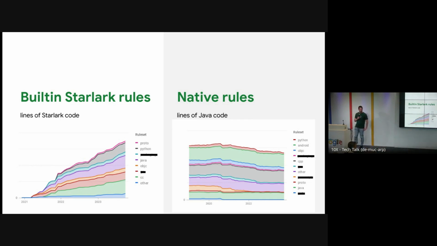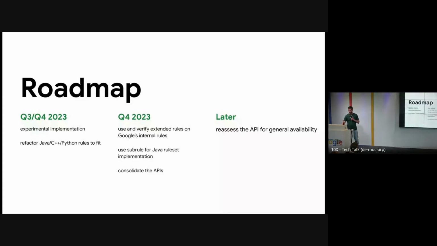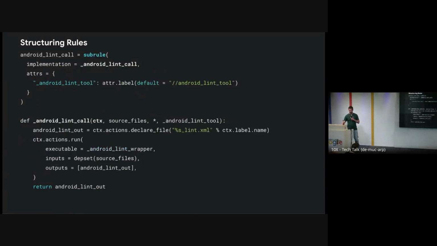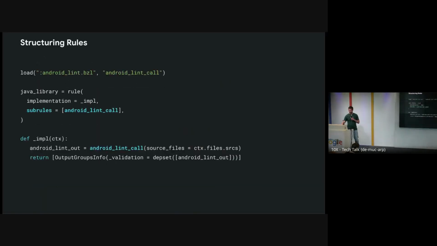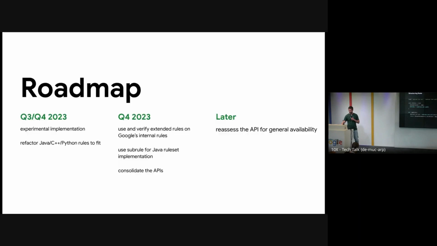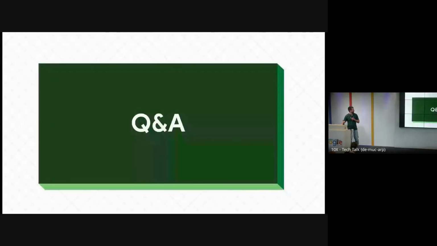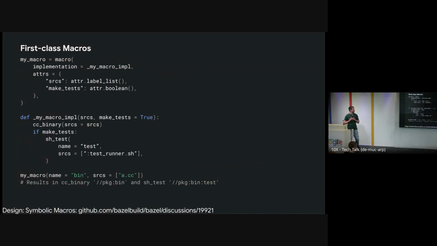I think someone has a mic there. Yeah. Please. Just one question about symbolic macros. Will there be a way to control the visibility of targets that are created in those macros? Can I have, let's say, private intermediate targets, or will everything be exposed in the build file?